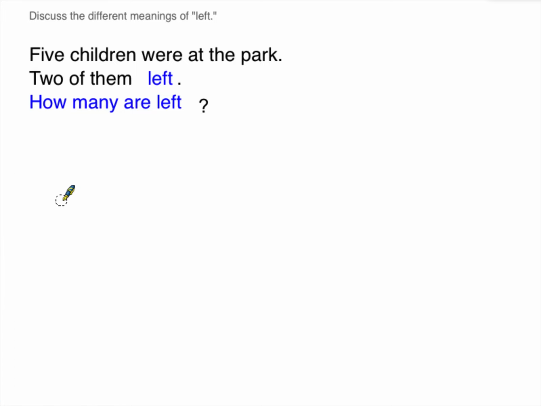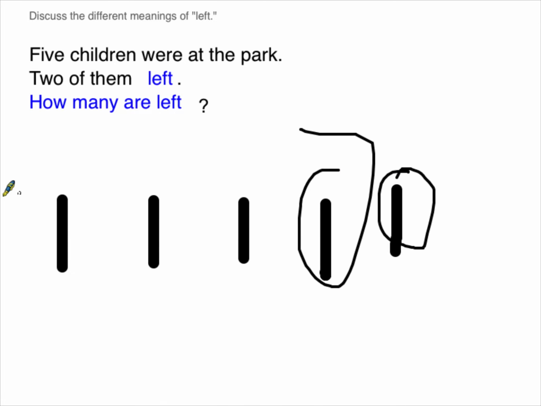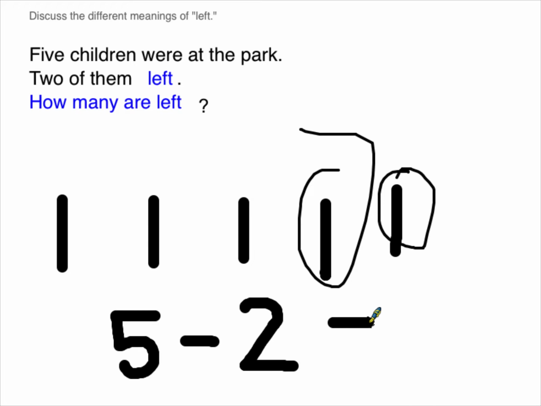So you start with 5. 1, 2, 3, 4, 5. 2 of them went away. Went away. Went away. 3 of them left over. Sentence looks like you start with 5. Some of them left. 2 of them left. And how many do I have left over at the park? 3.